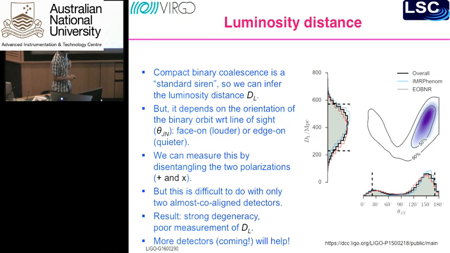The luminosity distance also comes out of the waveform, but we don't constrain it very well. We quote a number of like 400 megaparsecs, but we can only get one polarization. In order to really constrain it, we would need more detectors. There's a strong degeneracy, and so a poor measurement of the luminosity distance.